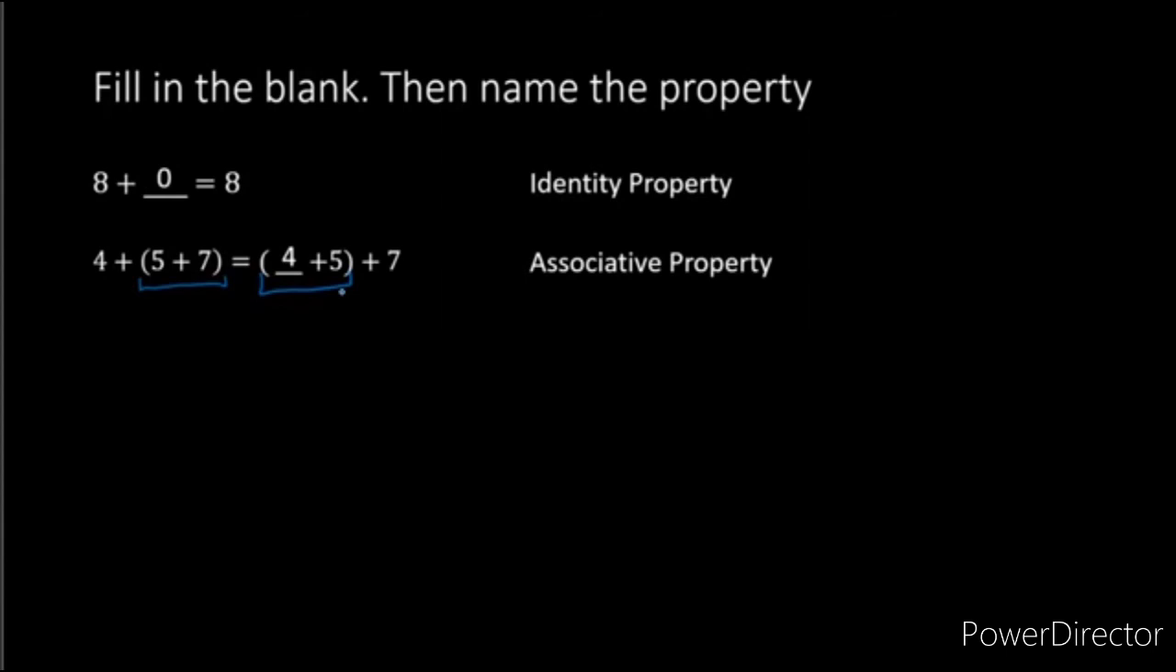Third example, we have 6 plus 7 equals 7 plus something. So the number in the blank would be 6. 6 plus 7 equals 7 plus 6. And what's changing in this problem is that the numbers are being moved. We move the 6 and the 7 around to get 7 and 6. So the moving would be your commutative property, because remember the word commute means to travel or to move.